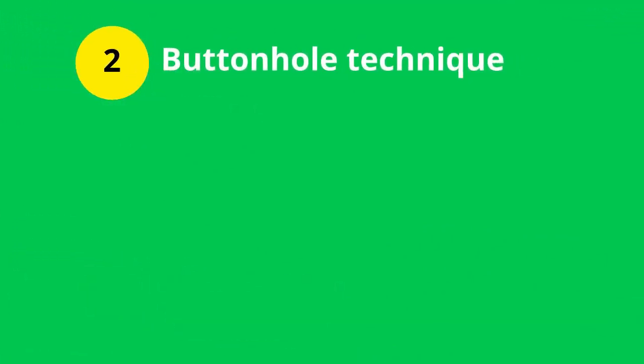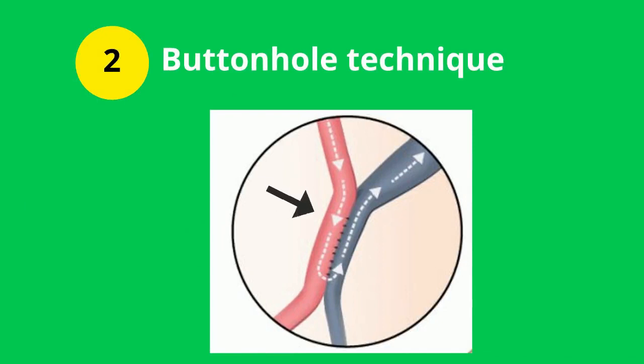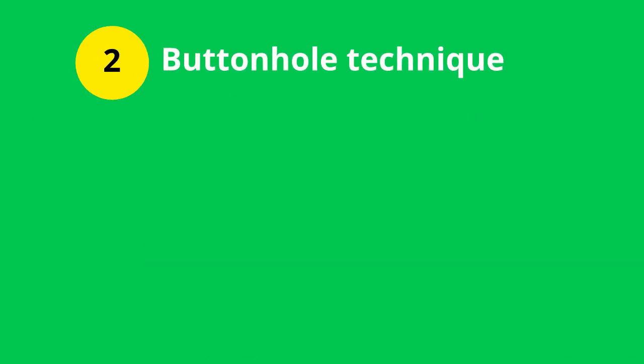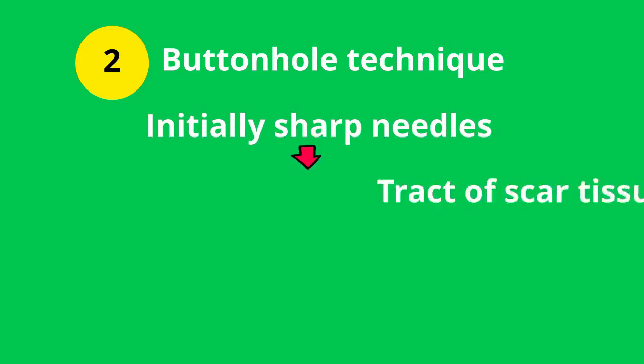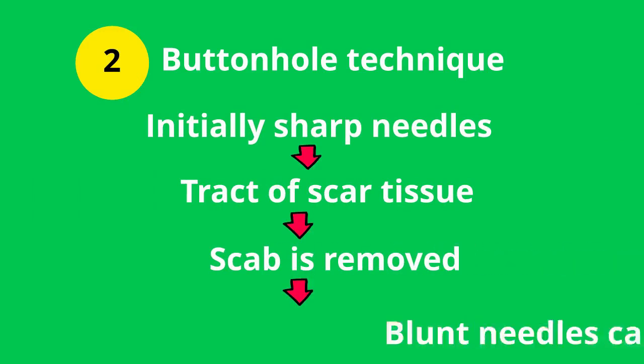The next technique is the constant site or buttonhole technique. It uses the same site, angle, depth, and direction of needle repeatedly. Initially, sharp needles are used to form a tract of scar tissue to enter. Over time, once a tract is formed, the scab over the repetitive needle insertion site is removed and blunt needles can be used.